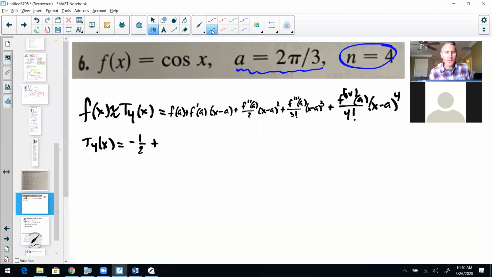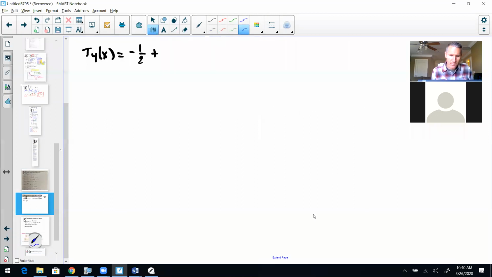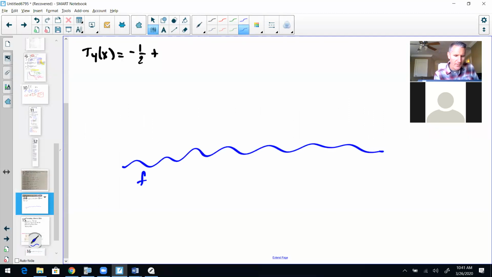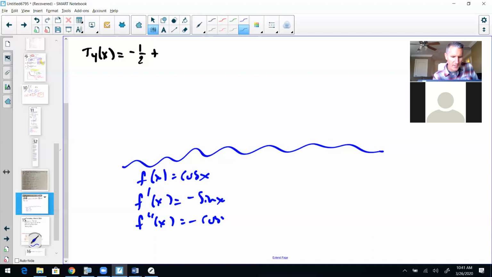So now we're going to have to do a bunch of these derivatives, right? So on the side, I'll go down here a little bit and then come back up to it. I'm going to talk a little bit about the derivatives. Obviously f of x was cosine of x. f prime of x is negative sine of x. f double prime of x is negative cosine of x. The 3rd derivative of f of x is positive sine of x. And then the 4th derivative of f of x is back to cosine of x, right?